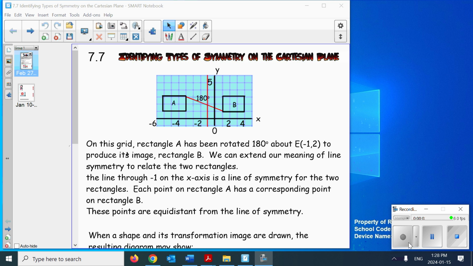Welcome back, Math 9, second topic, 7.7, identifying types of symmetry on the Cartesian plane.